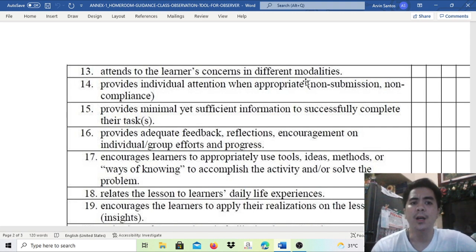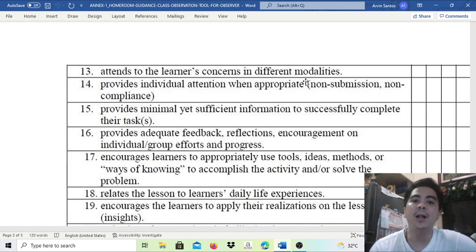Number 14, you provide individual attention when appropriate, non-submission and non-compliance. So, you provide an individual learning monitoring plan. Diba? Kapag nagkakaroon ng problem ng students, what do you do? Diba? Ano ba yung ginagawa mo? Kapag may mga situation that they cannot comply with the activity, so kasama din dyan.